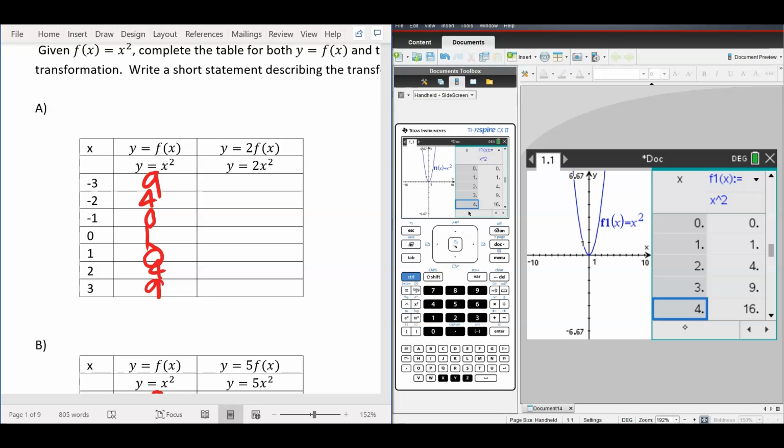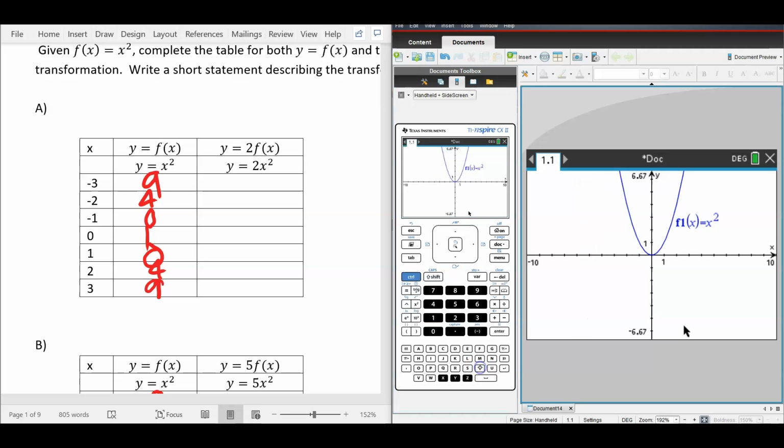You can change your graph. Hit Tab and go up. Actually, how do you get rid of a table? Control T, right? If you hit Control T again, it'll get rid of your table. So everybody, I want you to get rid of the table. Hit Control T. Okay, back to the normal.